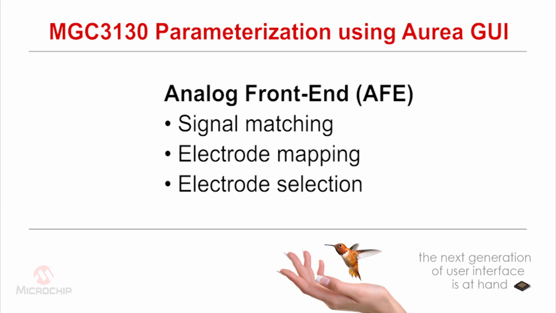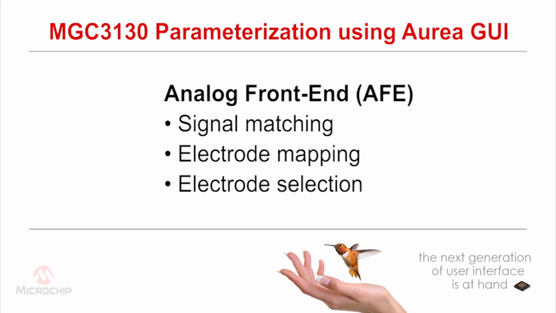Welcome to the third in our series of videos on the Aurea evaluation software. In this lesson, we'll learn how to configure the analog front end of Microchip's MGC3130. This is a mandatory step which must be performed to adapt the system to a different electrode setup. For example, when testing new electrodes or integrating already parameterized electrodes into applications.